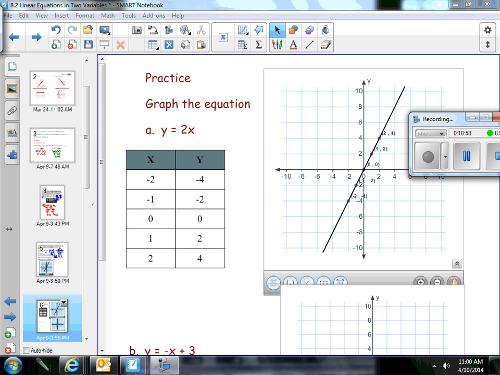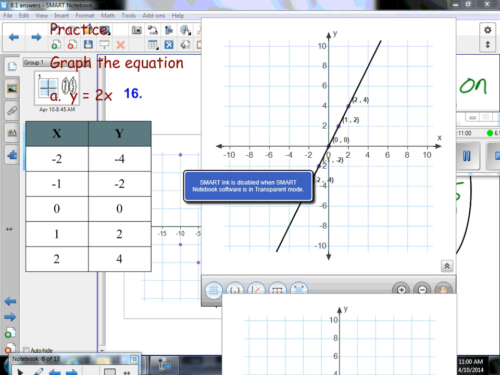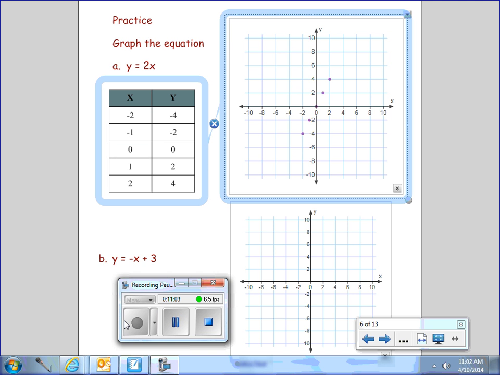So here's the answer key. Okay, without that little hiccup that I had just a second ago, after I have graphed that function, here is the table that it represents. So I'll pause it and I'll come back and show you B.